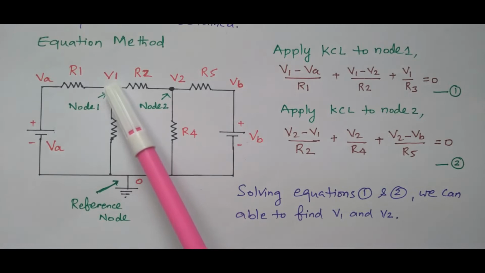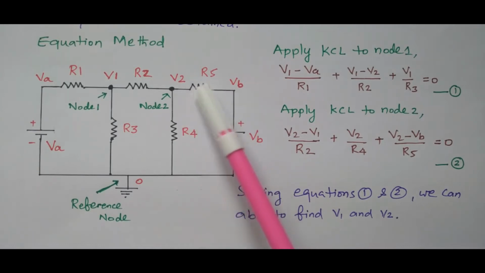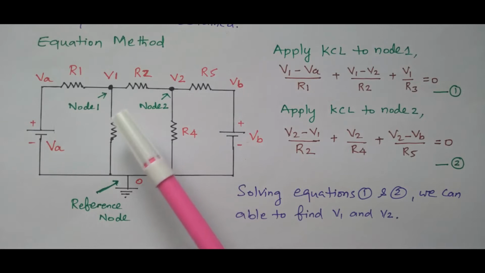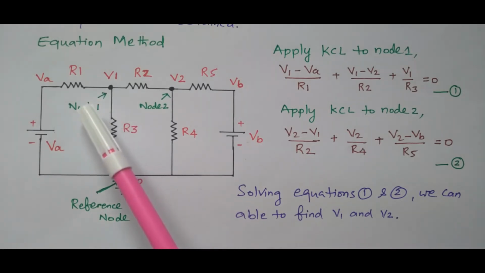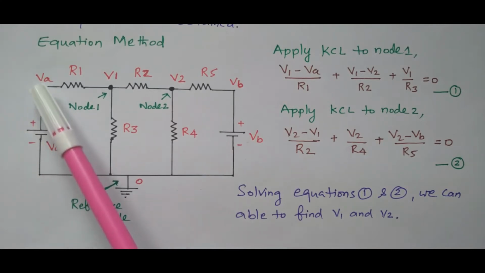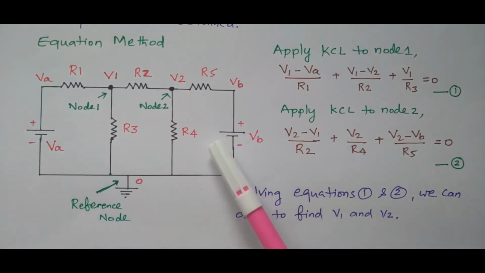What do we mean by node? It is a junction point. See this node 1, where R1, R2, R3 are connected together. Similarly at node 2, R2, R4, R5 are connected together. So a node is a junction point, and at that point a voltage will be assigned. Here node 1 voltage V1 is assigned, and at node 2 voltage V2 is assigned. This is VA, the supply voltage. At this point VA will be available, at this point VB will be available.